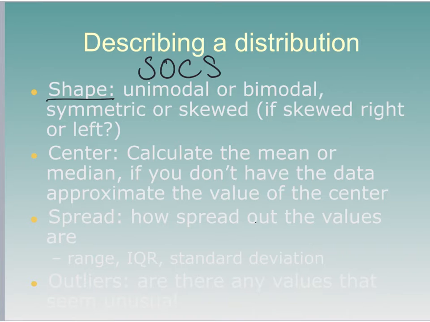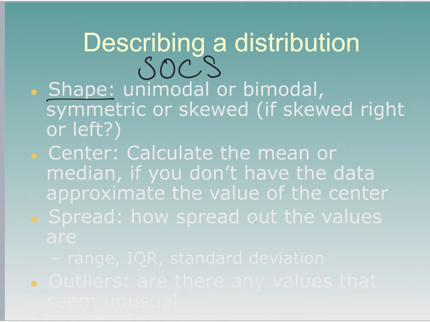Okay, so we have shape. You talk about whether it's unimodal or bimodal. Does it have 1 or 2 peaks, or does it have lots of peaks? The center, we want to calculate the mean or the median if we have the data. If we're just looking at a graph, we want to figure out where we think the graph is going to balance, kind of like a seesaw, right? Where would the center of that seesaw be to balance that graph on it? So we can approximate it if we don't have the data, but most of the time you need to calculate center, and those measures of center are mean and median.